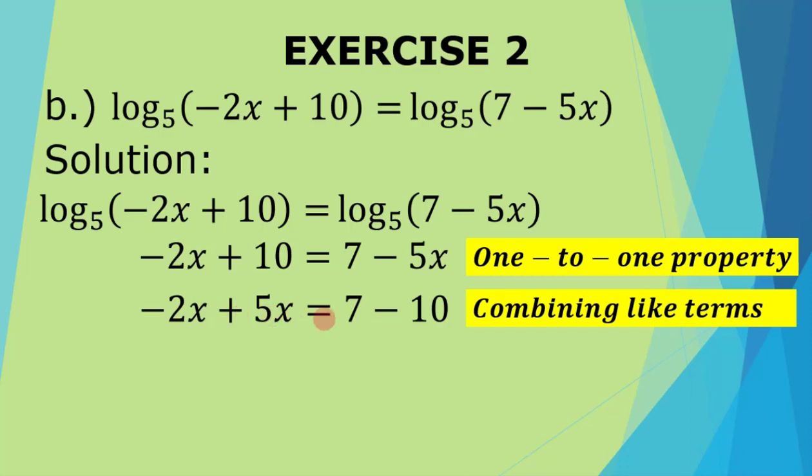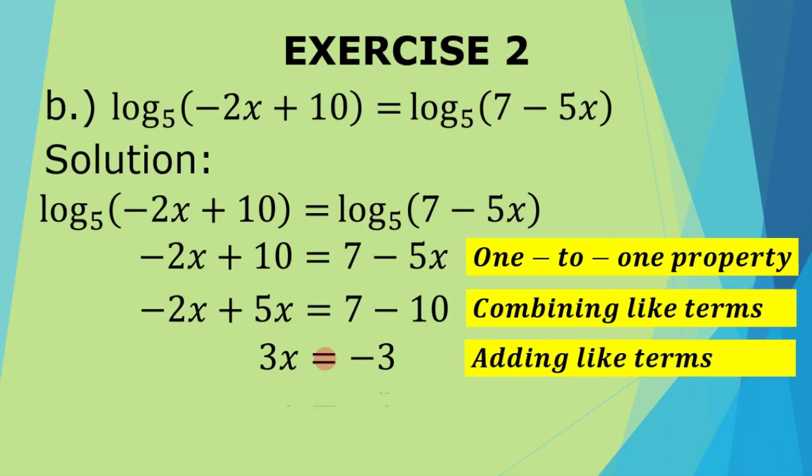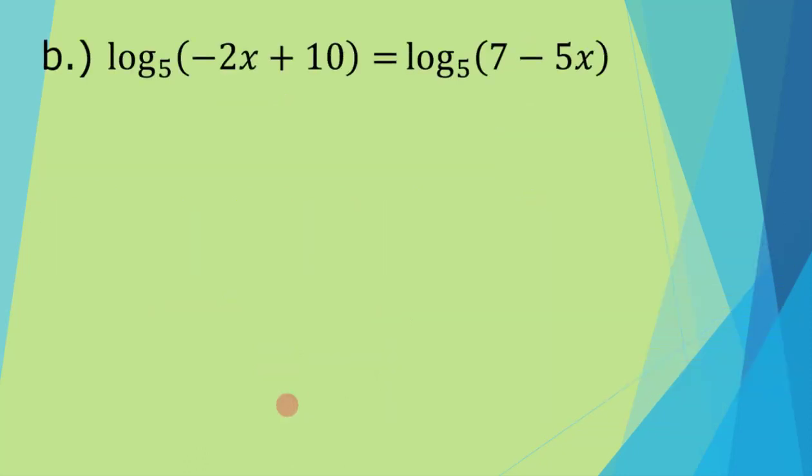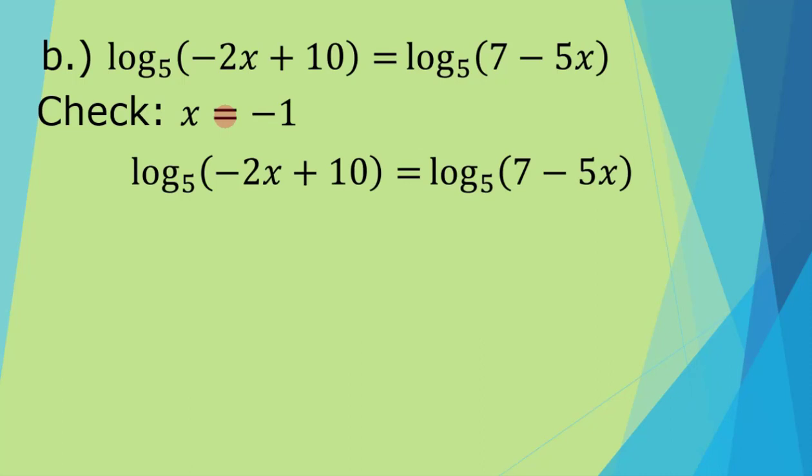Negative 2x plus 5x equals 7 minus 10. And next is 3x equals negative 3 by adding like terms. And eventually x equals negative 1 by solving for x, actually dividing both sides of this equation by 3. We can have that as a reason instead of solving for x. The next thing to do is to check. So check really if x equals negative 1 is a root or a solution.